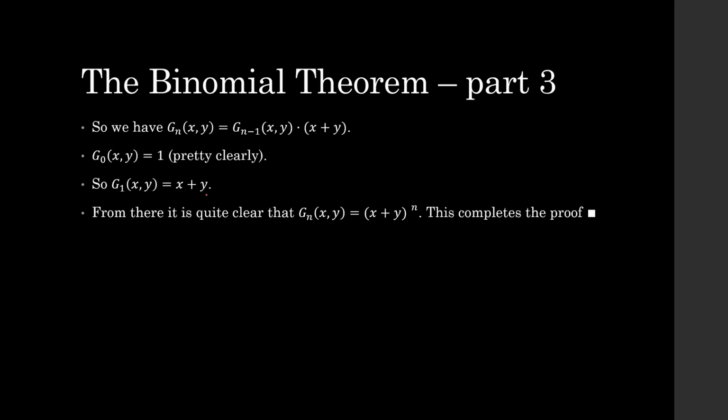And so, from here, I could keep going. I'd have (x plus y) times (x plus y) for g_2, and then (x plus y) times (x plus y) times (x plus y) for g_3. And I could do this by induction, I guess. And so from here, it's quite clear that g_n(x,y) equals (x plus y) to the n. And so that completes the proof.